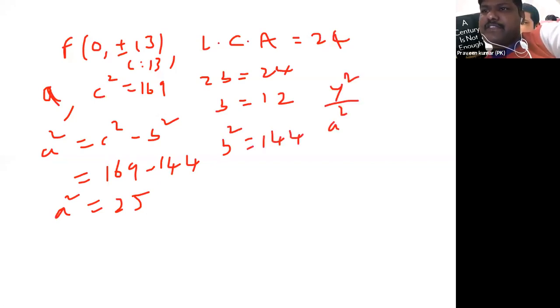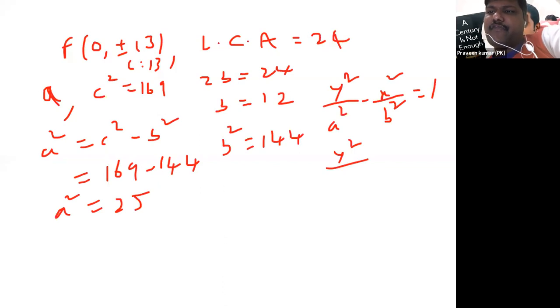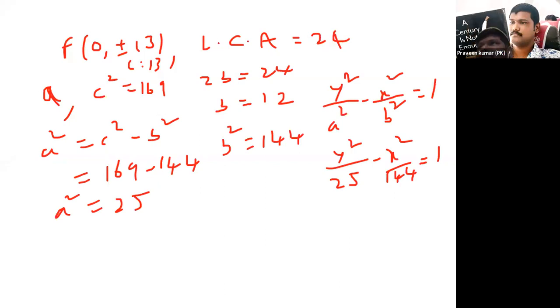Y axis, no? So y square by a square minus x square by b square equal to 1. Y square by a square value 25, b square value 144, is equal to 1. Understand?